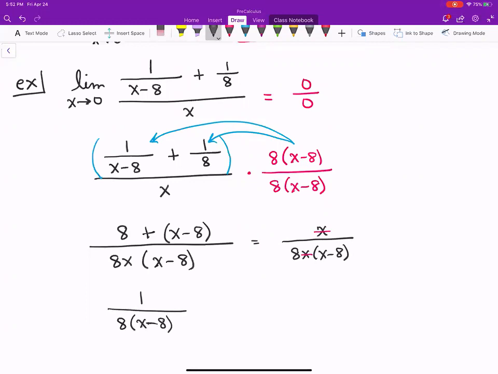And then again, you've got to bring down that limit because you can't just write that this thing is equal to whatever the limit is because that's bad math grammar. Now you can plug in your 8 and this should be equal to negative 1 over 64, and that's what you should have gotten for your answer. How'd you do on that one? I hope you did wonderfully.